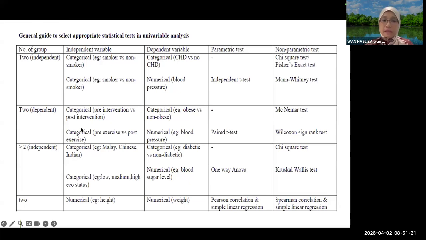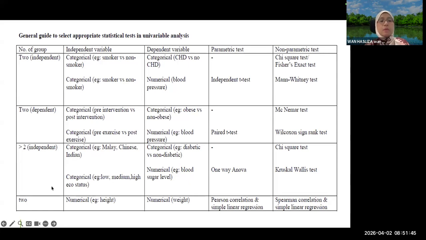Okay, I have pre-exercise versus post-exercise. I want to measure their blood pressure. Is there any difference or not? So if the data is normal distribution, I have to use the paired t-test. While if the data is not normal distribution, I have to use the Wilcoxon signed-rank test.